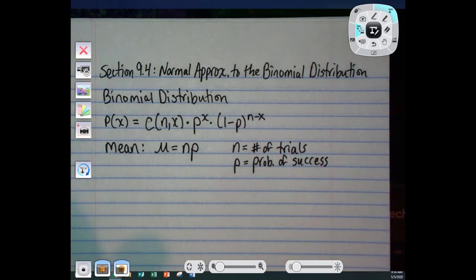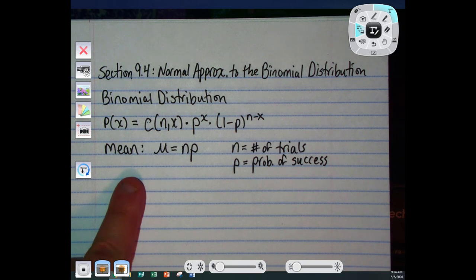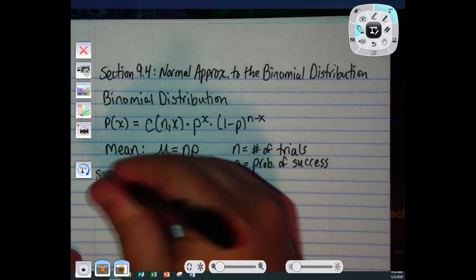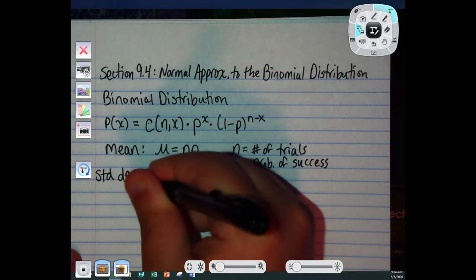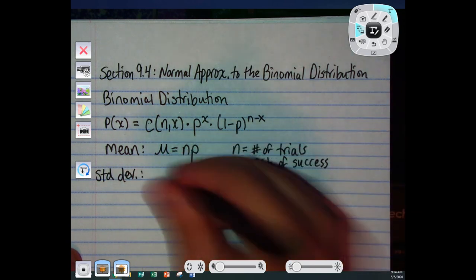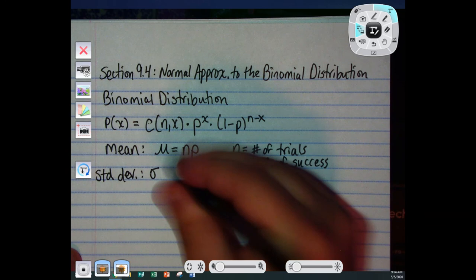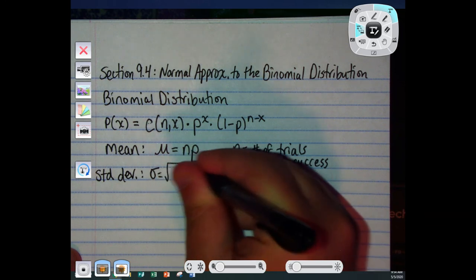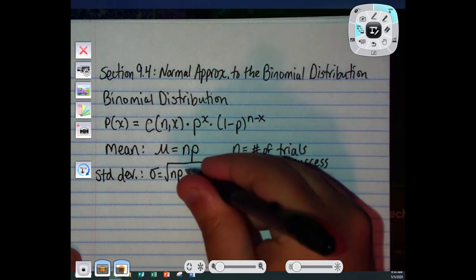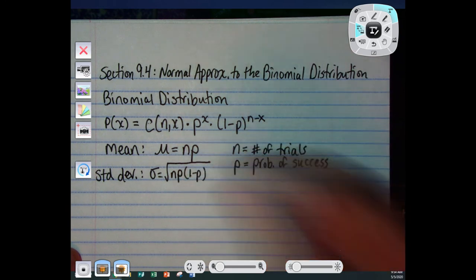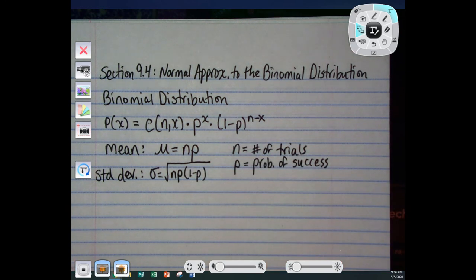Okay, great. So from the mean, then we could calculate standard deviation. So we could calculate sigma. So standard deviation, sigma, is equal to the square root of n times p times 1 minus p. That's all we would do here.